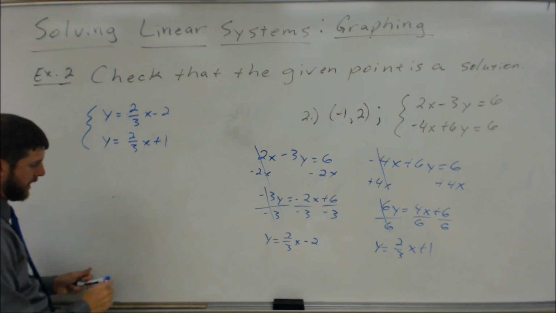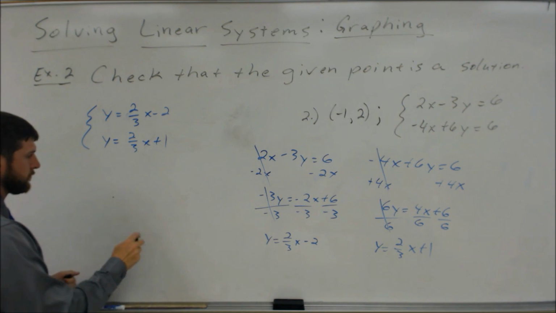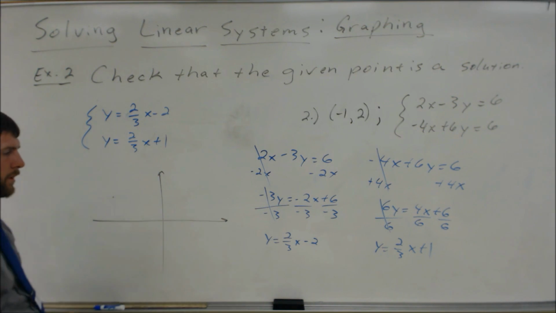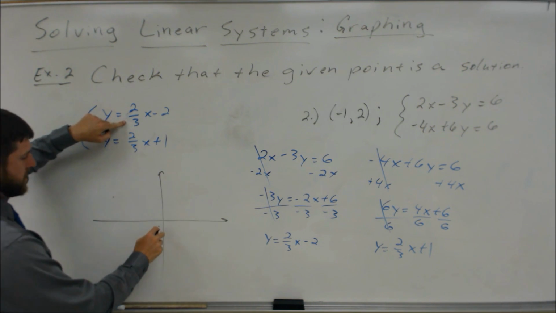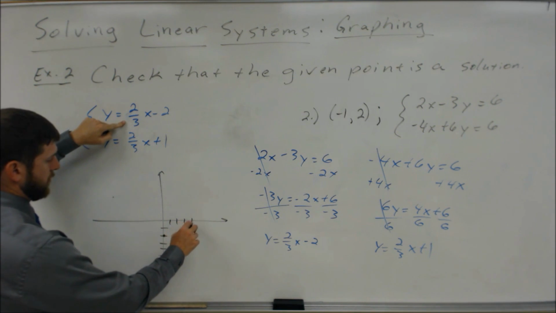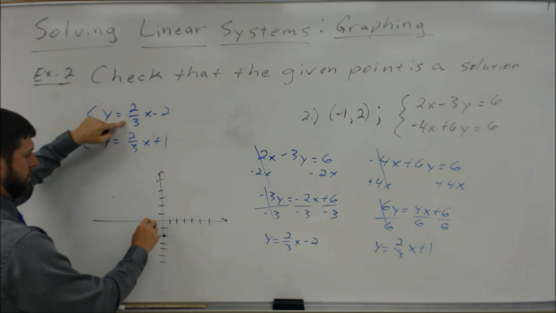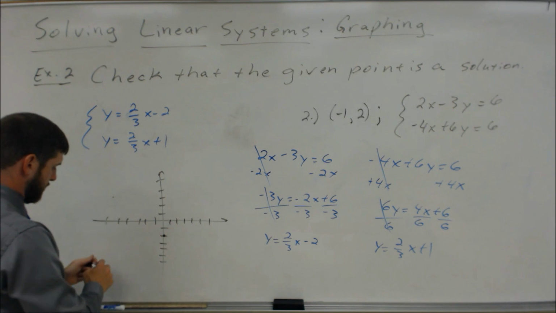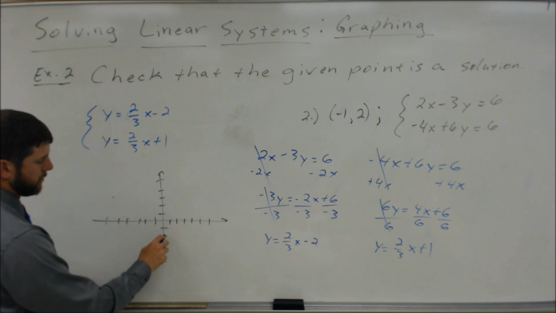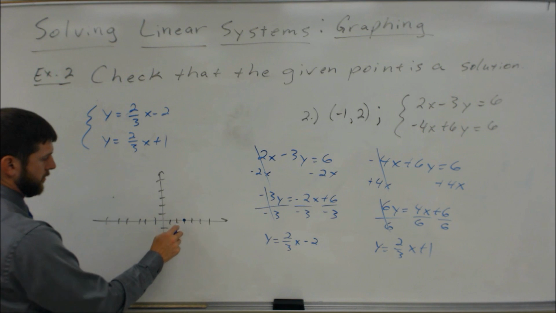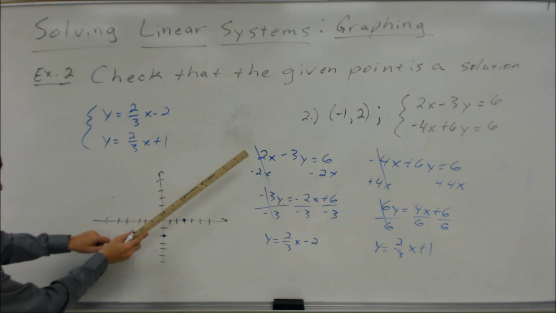Now, if I look at the graph, first line, the y-intercept is at -2. Slope is 2/3, so go up. Let's grab the blue marker. Up 2, over 3. Grab my ruler.